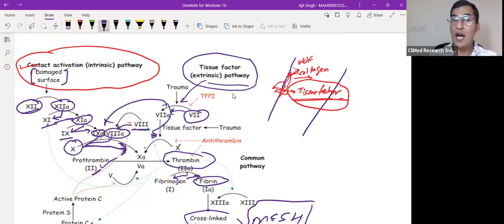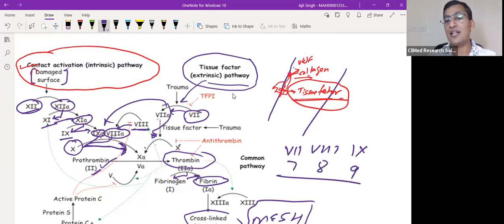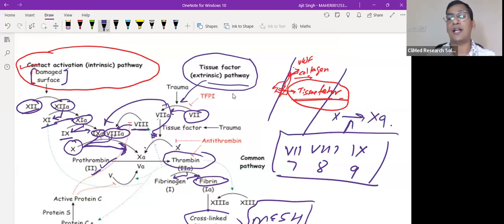Okay, so now not only 8 and 9, but 7, 8 and 9, all these three factors activate 10 into 10a. Got it? Got it, guys?